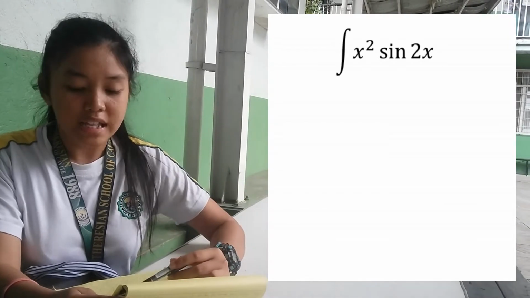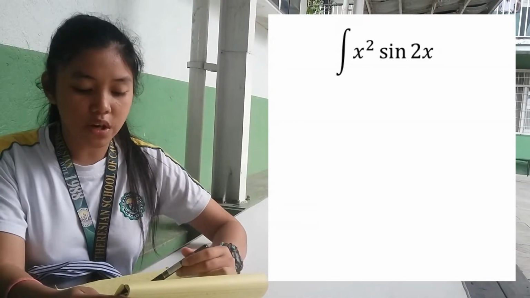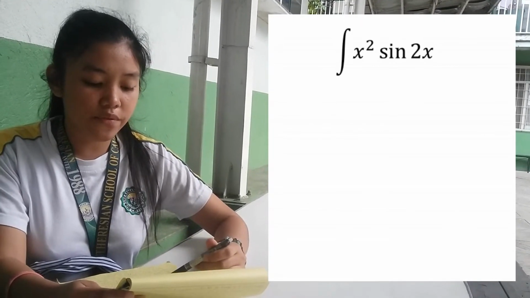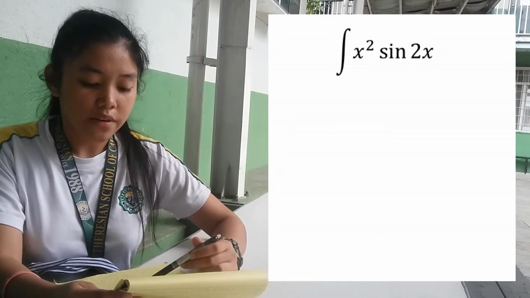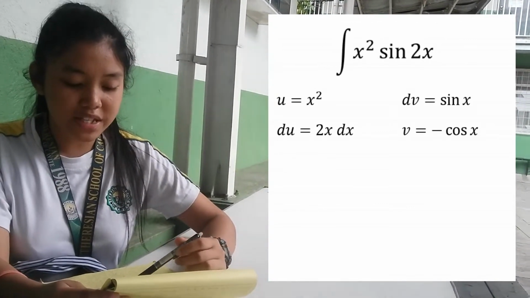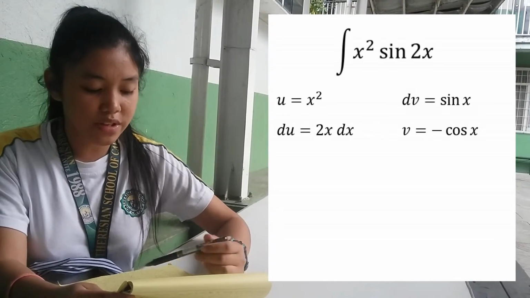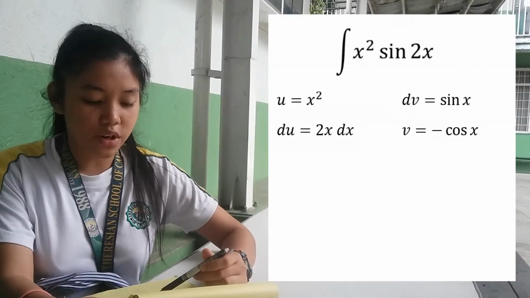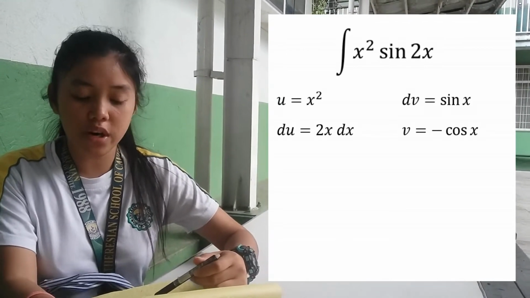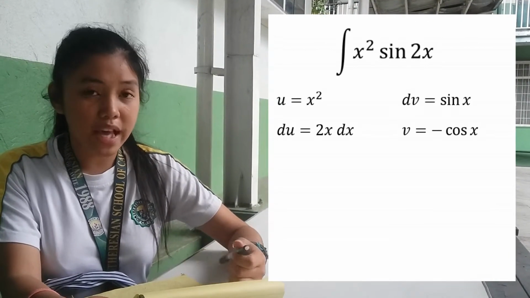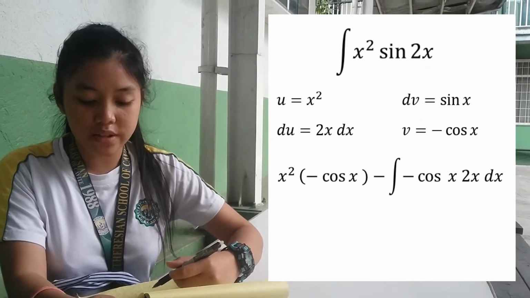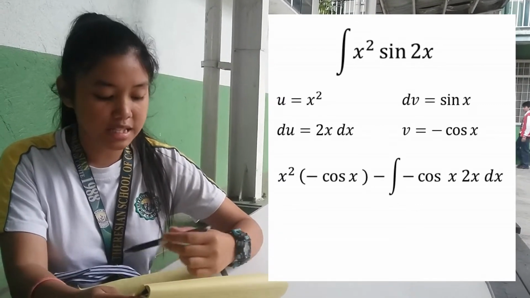The next thing we have to do is find the derivative of u, or our du, and the antiderivative or integral of dv, which is our v, for us to be able to substitute into our formula completely. The derivative of x squared is 2x, and the antiderivative of sine x is negative cosine x. After that, we're just going to substitute all of that into our formula structure. So now we have x squared times negative cosine x minus the integral of negative cosine x times 2x dx.